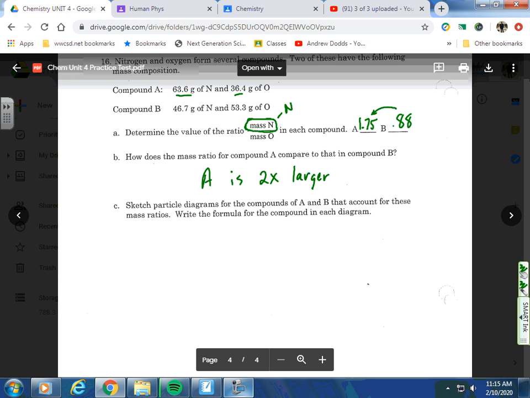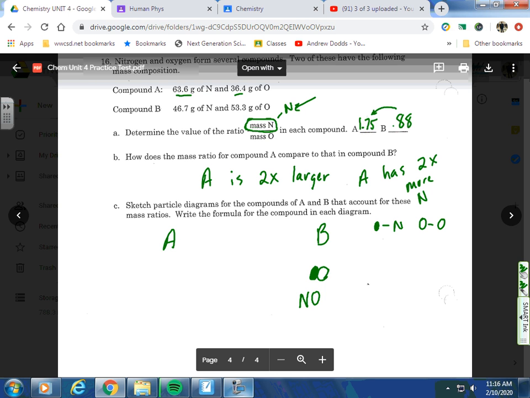And now I said pay attention to which one's on top, nitrogen. So really what it's saying is A has 2 times more nitrogen. So when I sketch them for part C, A and B, I'm going to make the one that has less nitrogen just have one atom. So 1 nitrogen and 1 oxygen. So I'm making green dot be nitrogen and white dot be oxygen. Okay? And the formula for that would be 1N, 1O.